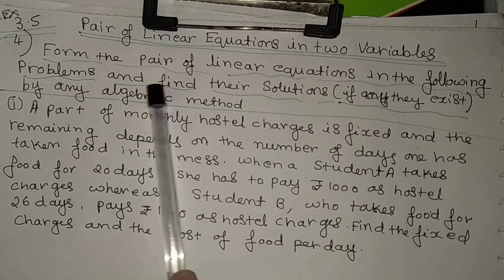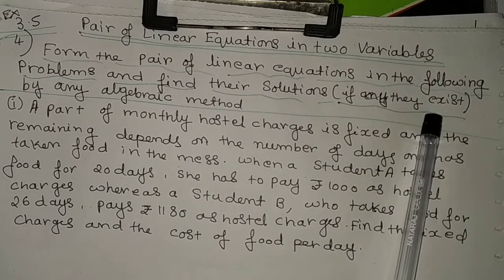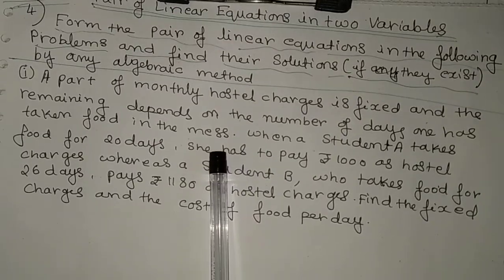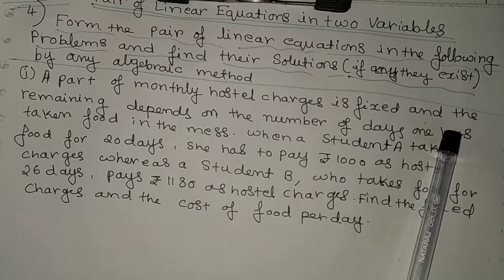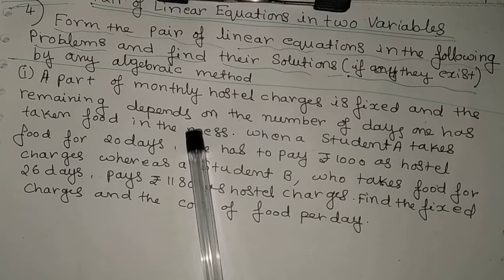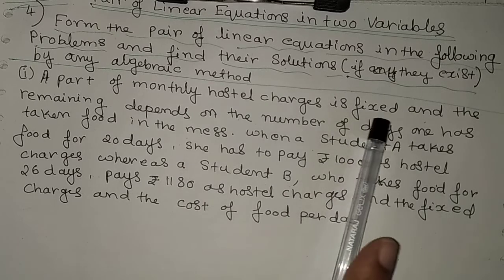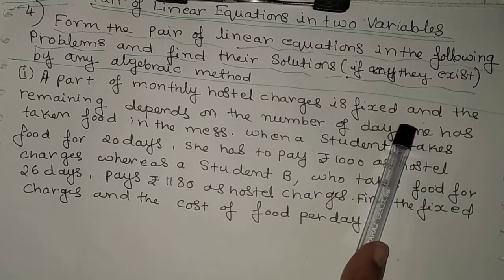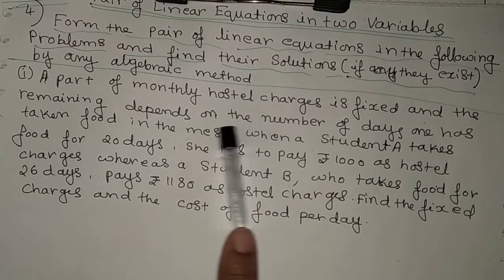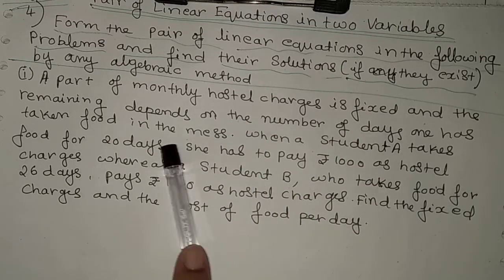Here, form the pair of linear equations in the following problems and find their solution if there exists by any algebraic method. So here the first problem given is a part of monthly hostel charge is fixed and the remaining depends upon the number of days one has taken the food in the mess. So this problem is about hostel charges, how much charge is fixed for the food here, and also we have to calculate the food charge per day. This depends upon the number of days that the student takes the food in the mess.